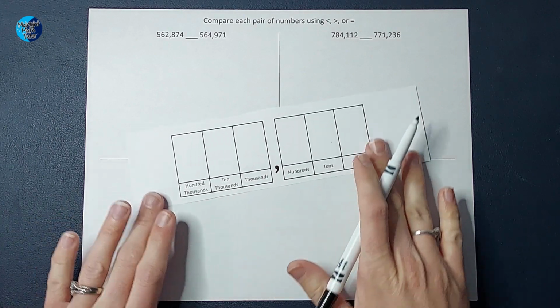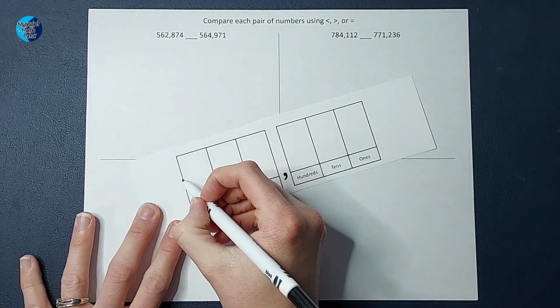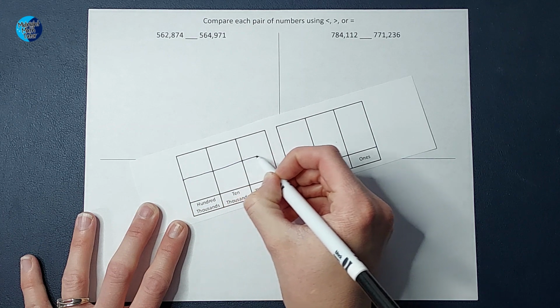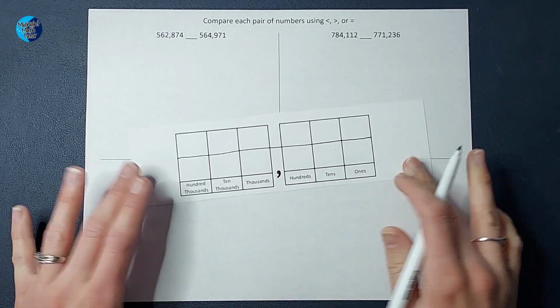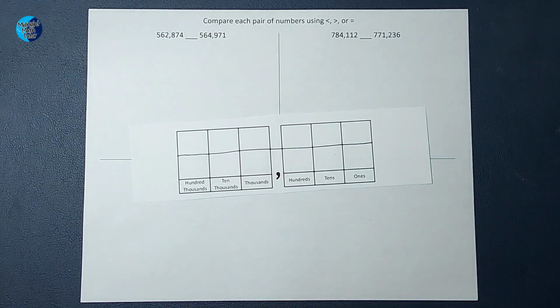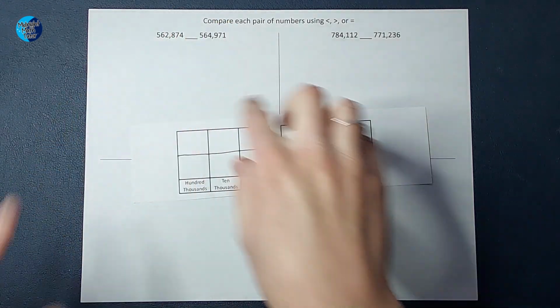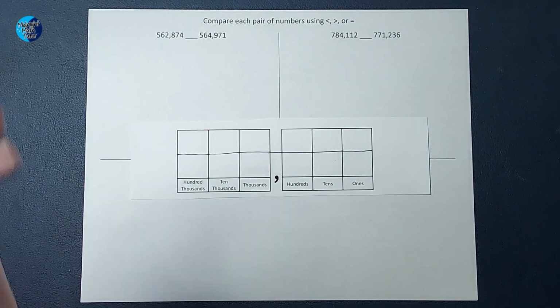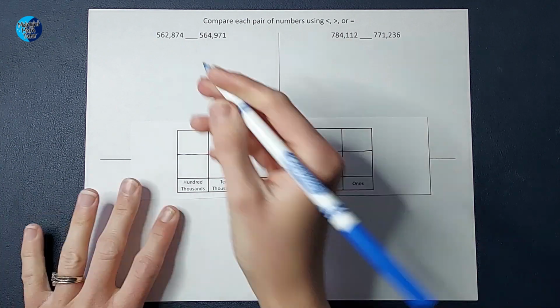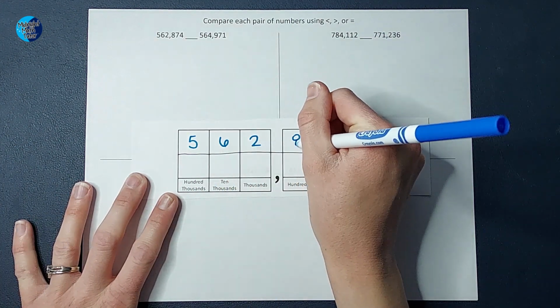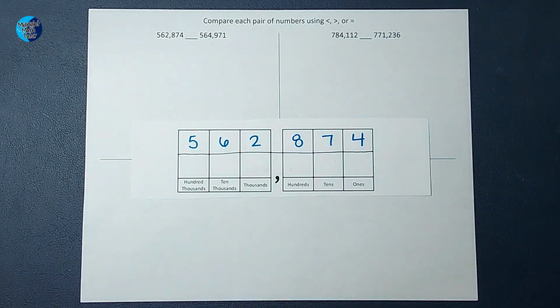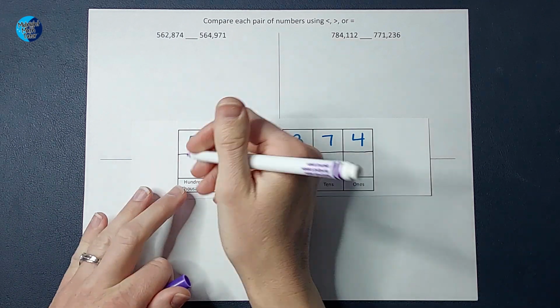We are comparing 2 numbers, so I would either fold this or draw a line down the middle so we can write 2 numbers in here. So first I would write this number, or have them write it, would be even better. There's the top number, and then have them write the other number underneath it.